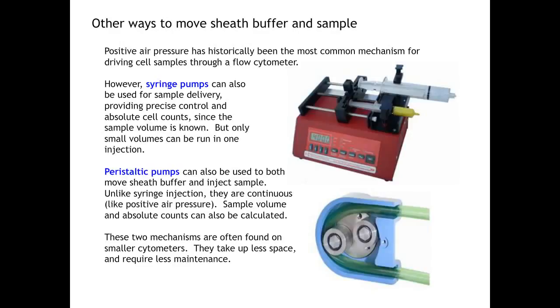Syringe pumps have been used on a number of flow cytometry systems for delivering both sample and sheath, or often just sample. We actually inject the sample into the sheath stream. This is a nice system because the delivery is very uniform. We know the volume. We can calculate absolute counts. Some newer generations of instruments are also using peristaltic pumps to deliver both sheath buffer and inject the sample. And since the volume is also known on these pumps, we can also derive absolute counts as a consequence of the sample delivery system.